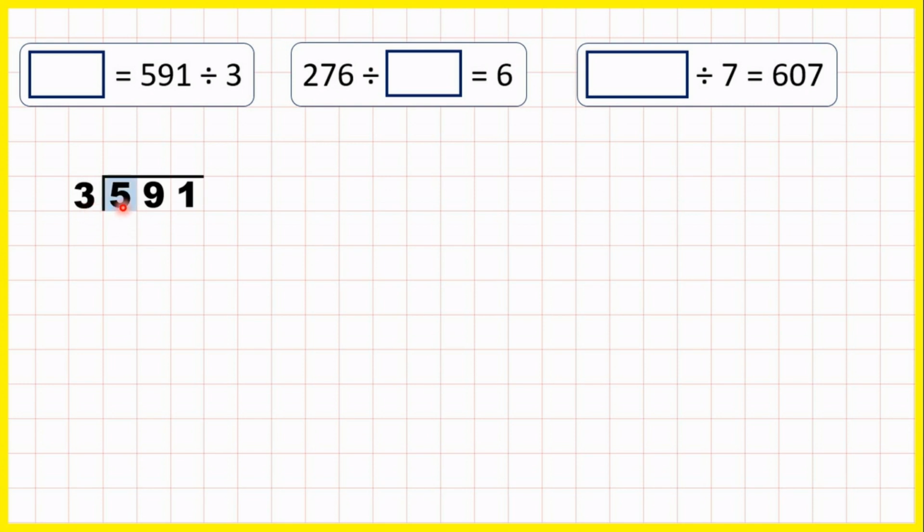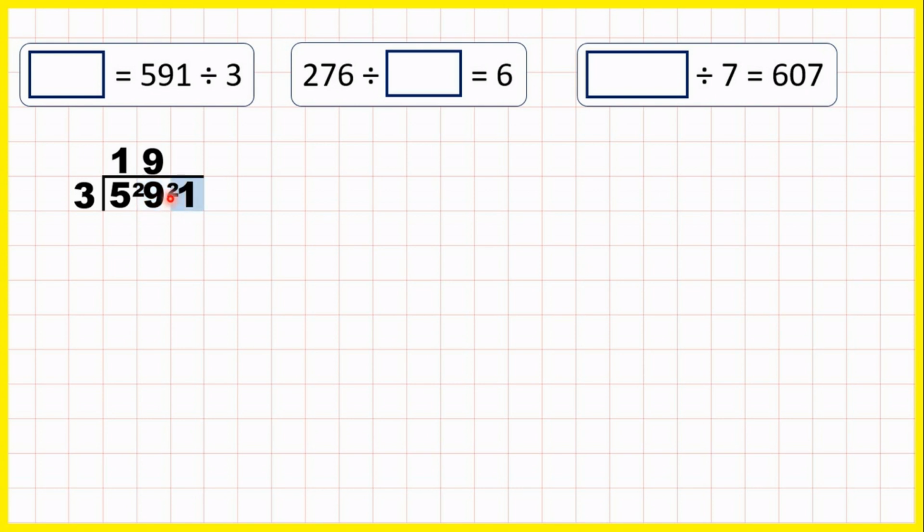Taking the first digit, 5 divided by 3 is 1 remainder 2. That's because 1 times 3 is 3, and then from 3 we need 2 more to get to 5. Now we have 29 divided by 3. That's 9 remainder 2, because 9 times 3 takes us to 27, but then from 27 we need 2 more to get to 29.